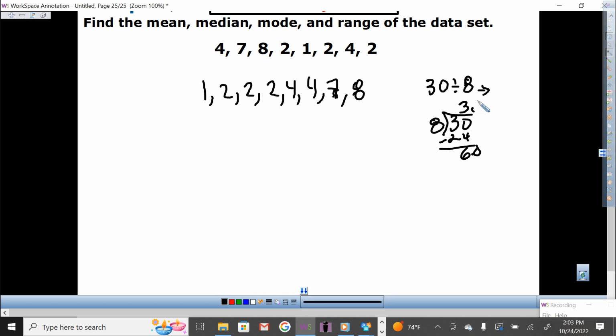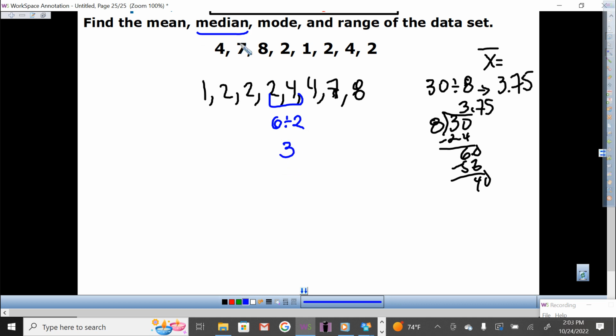That fits in there, 7.5. So it's 3.75. And this is my, let's say this is a sample, so I'm going to say the mean. Okay. Median. So I need to go to the middle, and that is these two. So that's 6 divided by 2, and that is 3.